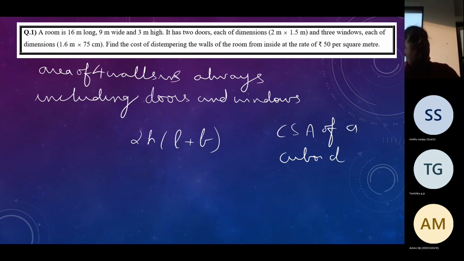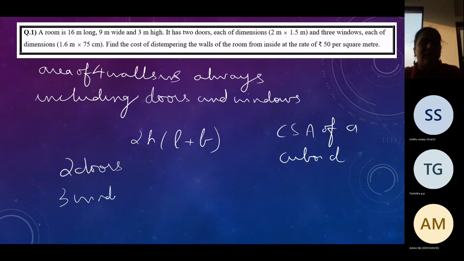If you want only the area of 4 walls, then it is the curved surface area of a cuboid, 2h into L plus B. But when you find that using the formula, you're finding the area including the area occupied by the doors and windows. So you have to first find the 2h into L plus B, then find the area of 2 doors, then find the area of 3 windows.